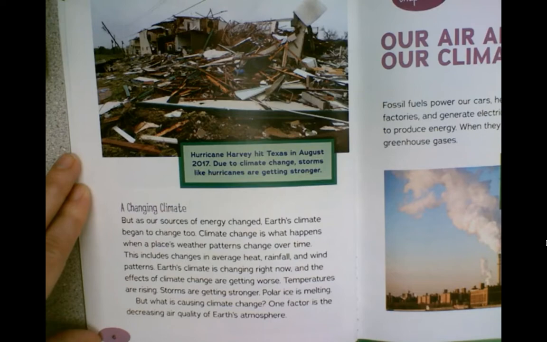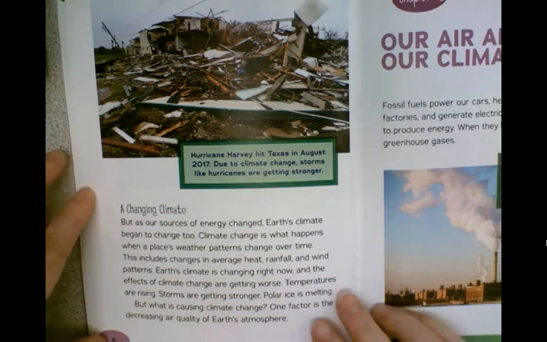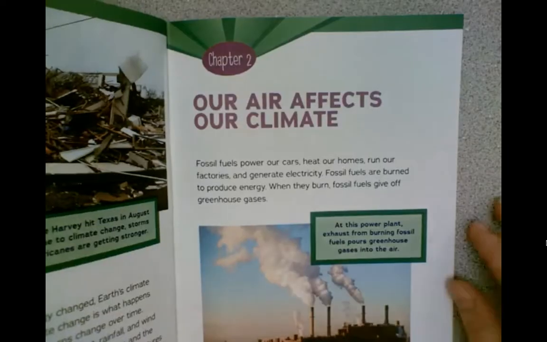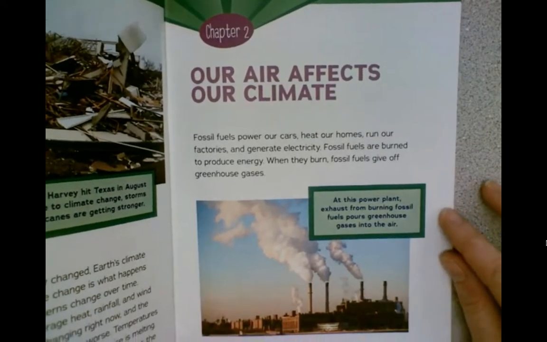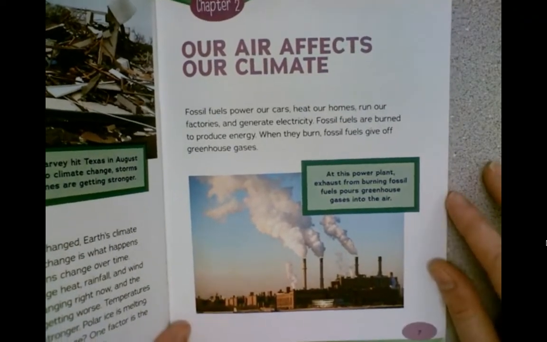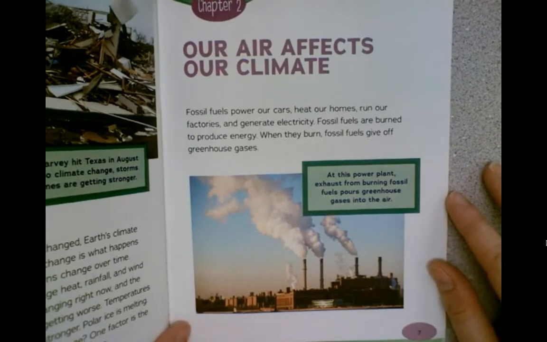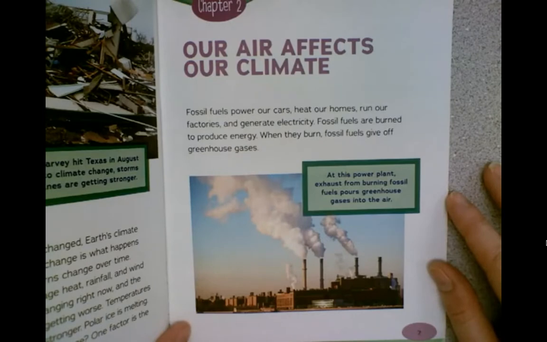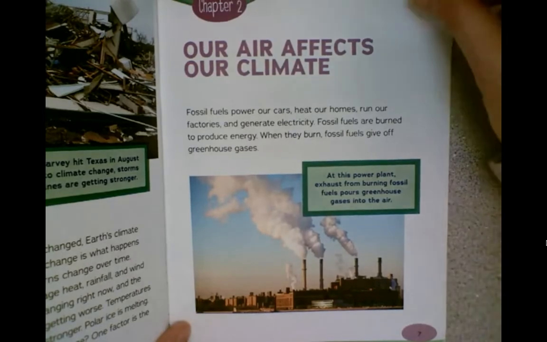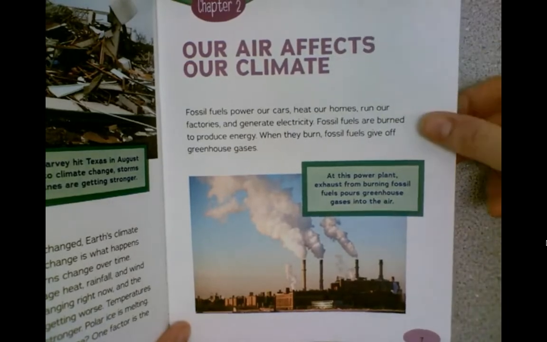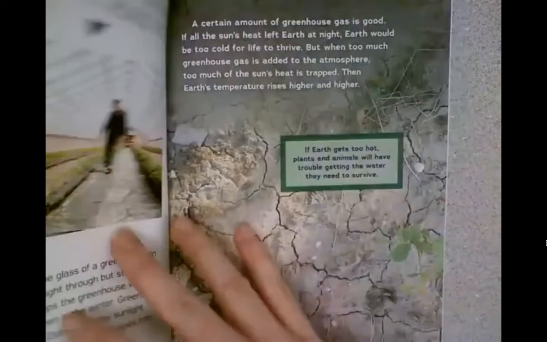But what is causing climate change? One factor is the decreasing air quality of Earth's atmosphere. Chapter 2. Our air affects our climate. Fossil fuels power our cars, heat our homes, run our factories, and generate electricity. Fossil fuels are burned to produce energy. When they burn, fossil fuels give off greenhouse gases.